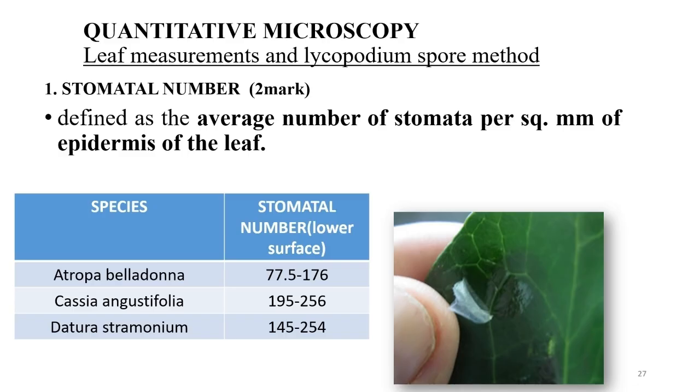Then coming to quantitative microscopy, the first one is stomatal number. It is defined as the average number of stomata per square millimeter of epidermis of the leaf. There are different types of leaves present, and we can count the stomatal number. These are the lower surface stomatal numbers of Atropa belladonna, Cassia angustifolia, and Datura stramonium.